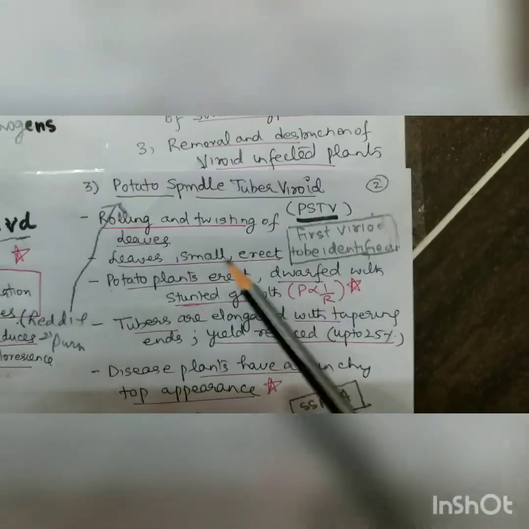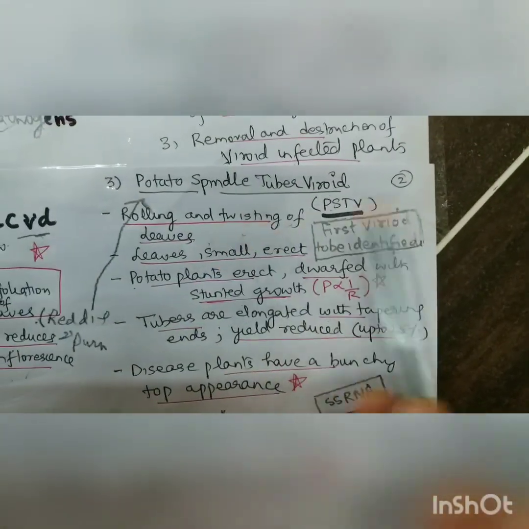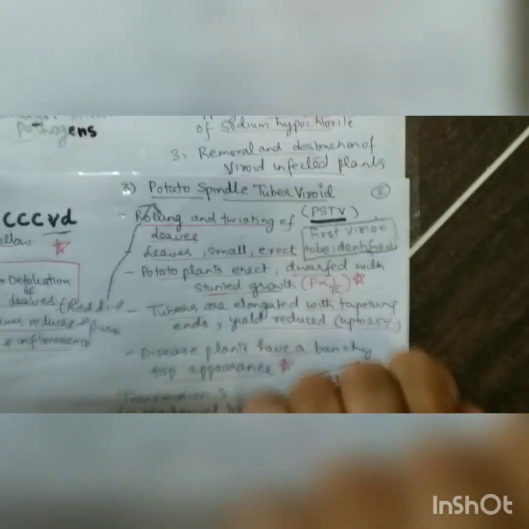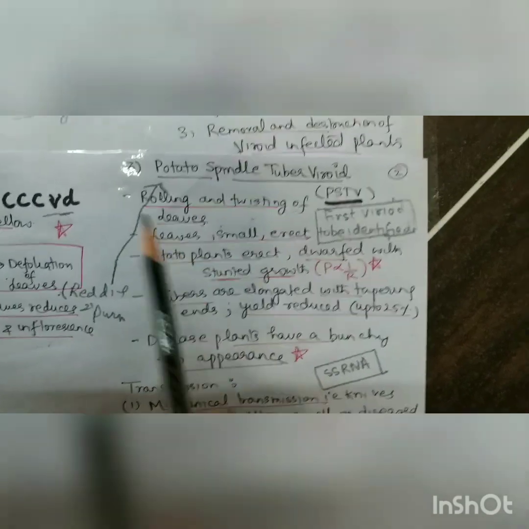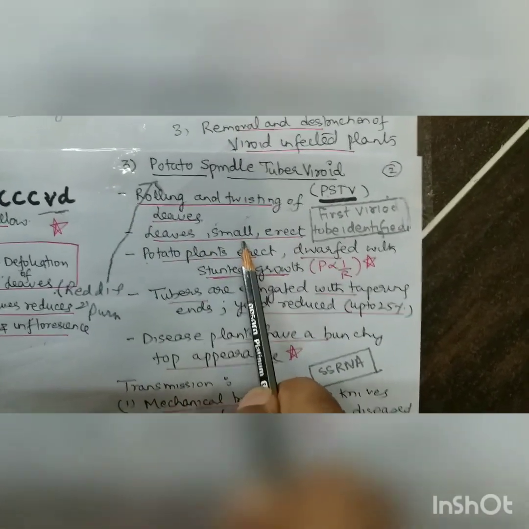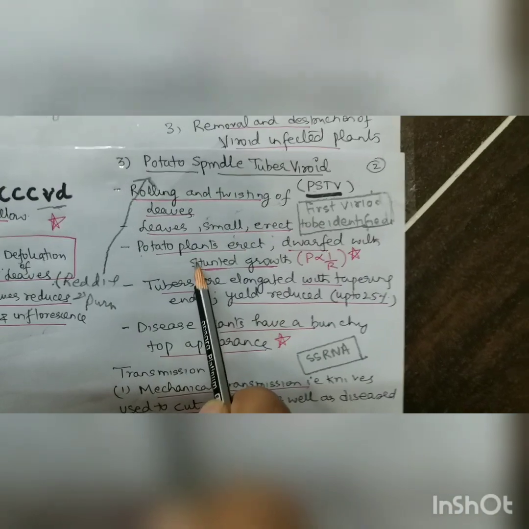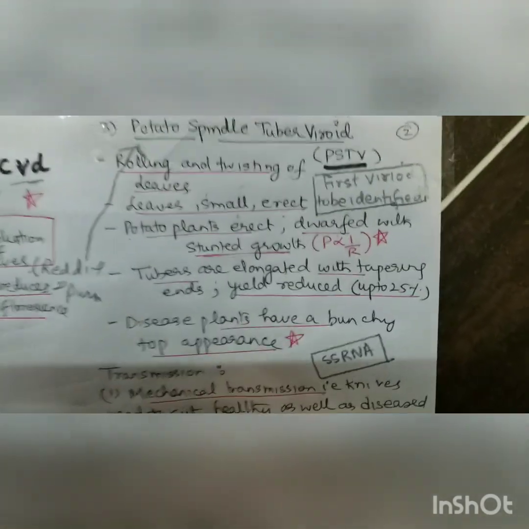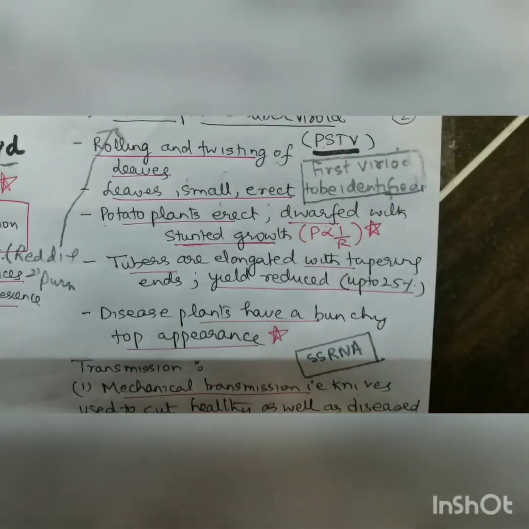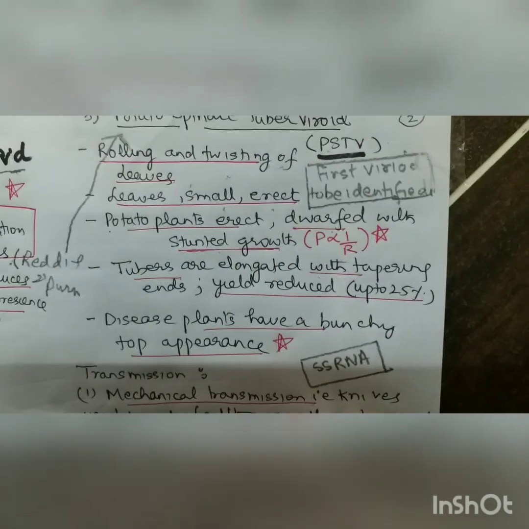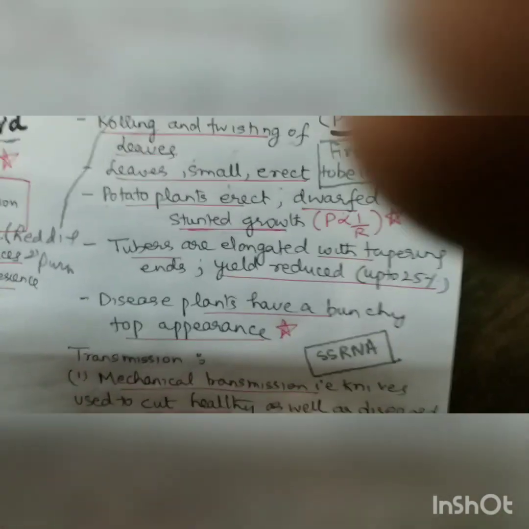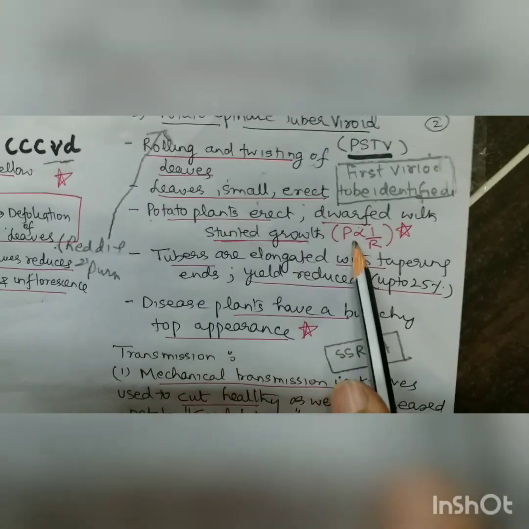Here we will again see the rolling and twisting of the leaves, which I already told you. The leaves roll and twist, right? And the leaves are small, erect, the potato plants are erect, dwarfed with stunted growth, because as the leaves roll inside, the photosynthesis stops. So the plants show stunted growth, and that's why they are dwarfed. As I told you, photosynthesis is inversely proportional to respiration.